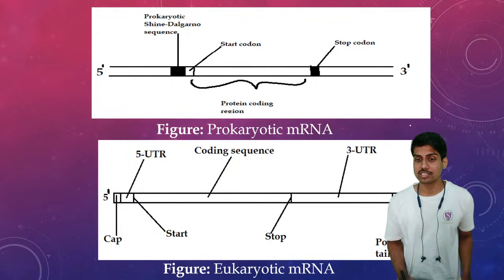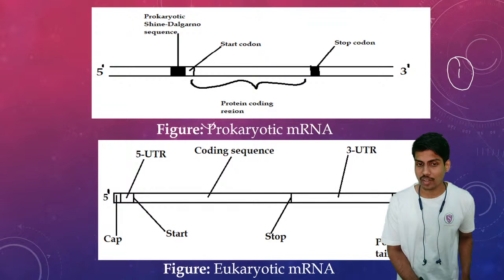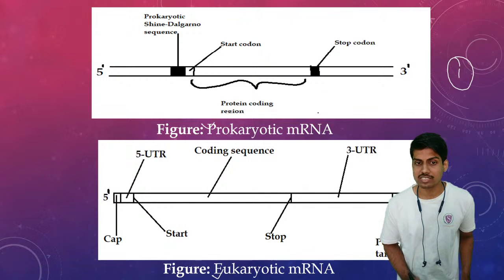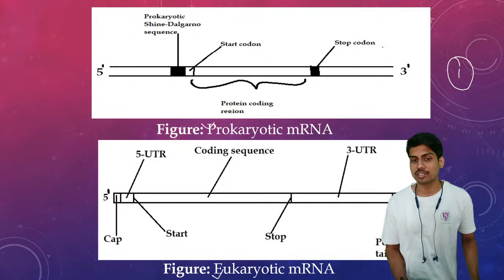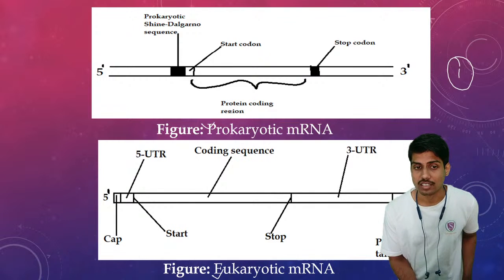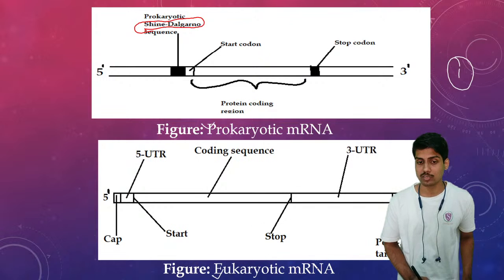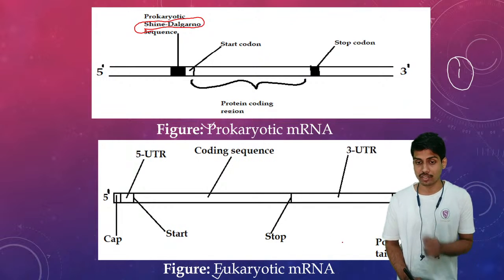Okay. So this is the first step, that is the mRNA, and this is the prokaryotic mRNA, and this is the eukaryotic mRNA. Now, what is the prokaryotic and eukaryotic mRNA? You can see that there is a difference in between. Suppose there is a Shine-Dalgarno sequence in the case of prokaryotes. Okay, there will be another sequence in the case of eukaryotic mRNA.